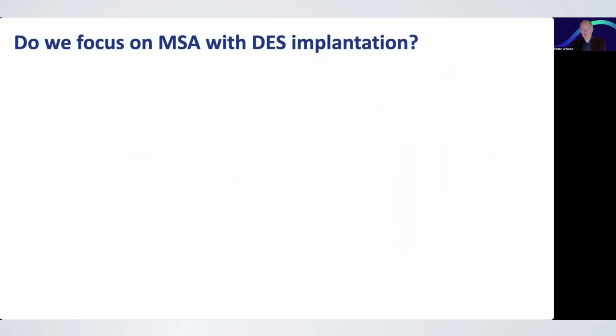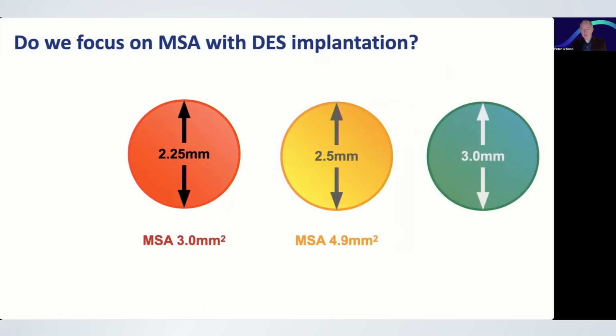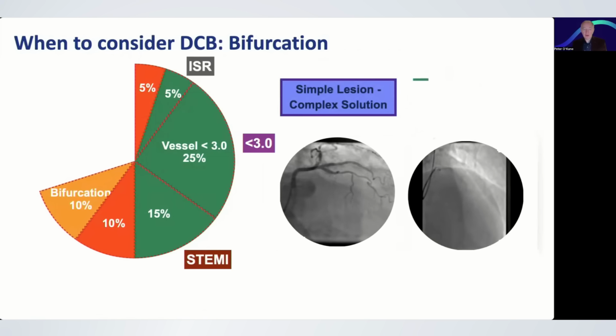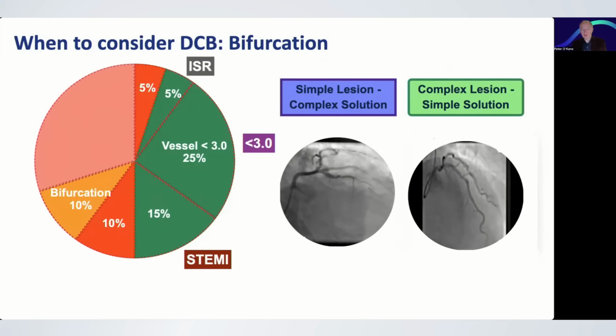Now, it's important to realize that when we implant stents of this diameter, our ability to achieve an MSA of more than 5 millimeters is quite restricted. And that's important because that is a marker of target lesion failure. So I'm going to assume that most vessels less than 3 millimeters should be treated with drug-coated balloons.